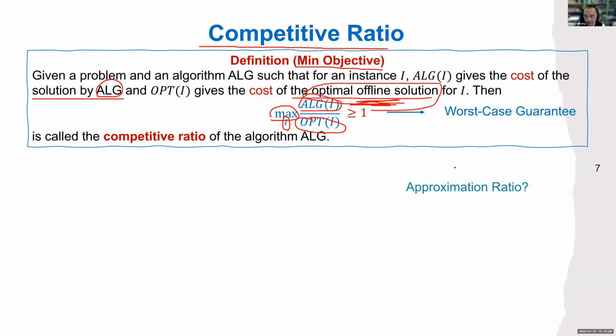So as I said, do we call it approximation ratio? Actually not, because here, efficiency is not a concern. In approximation algorithms, because we can only use polynomial time algorithms, what we can do is limited. We cannot solve NP-hard problems. So using polynomial time, the best we can do is to get a solution which is close to the optimal solution. But now, efficiency is not a problem because you can assume I have a super strong power.